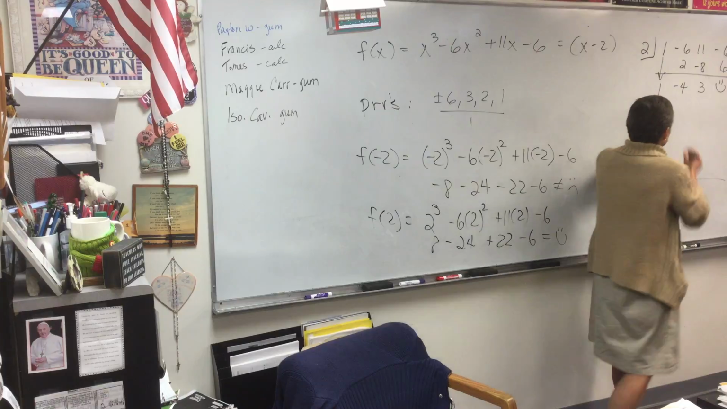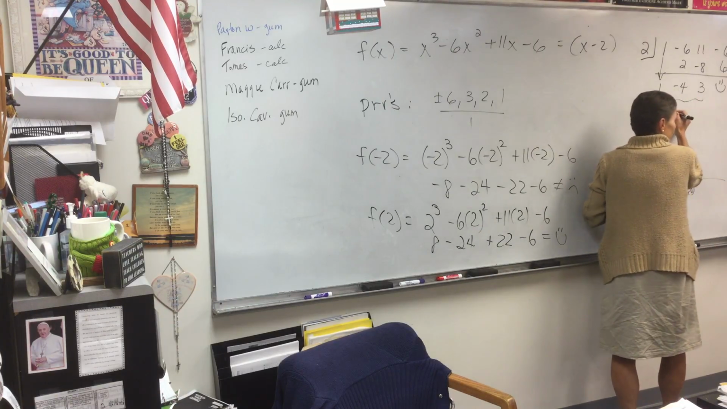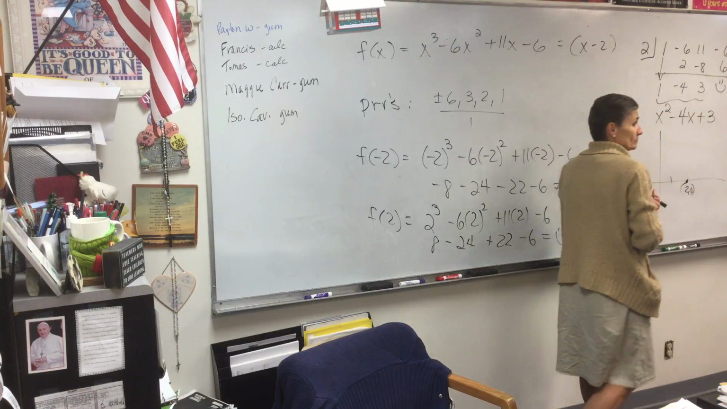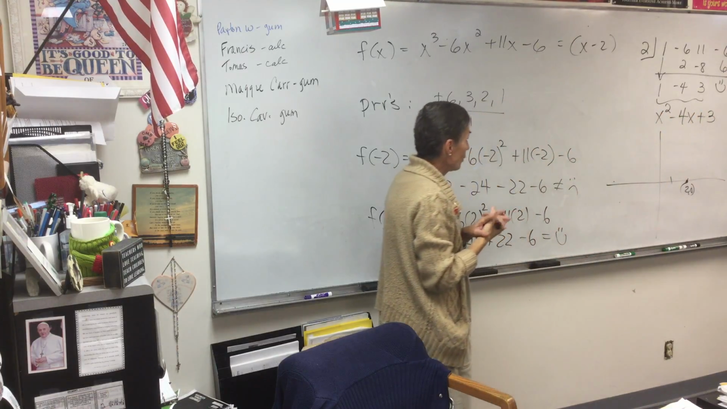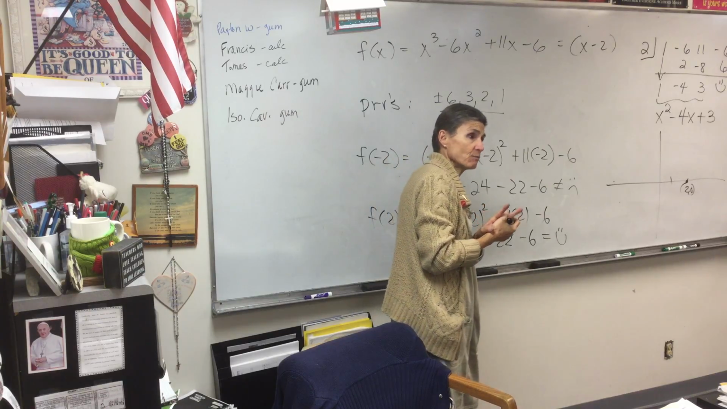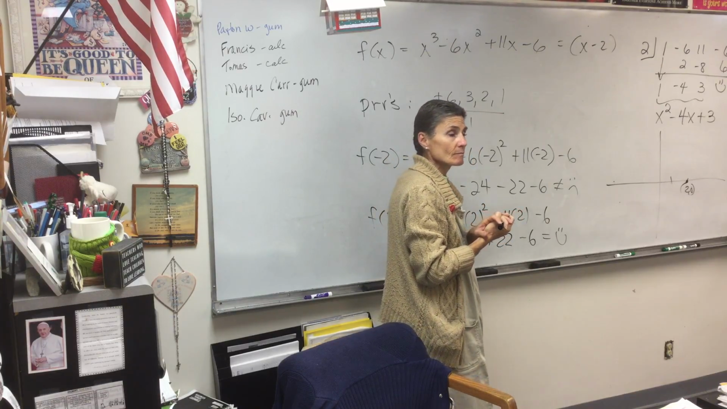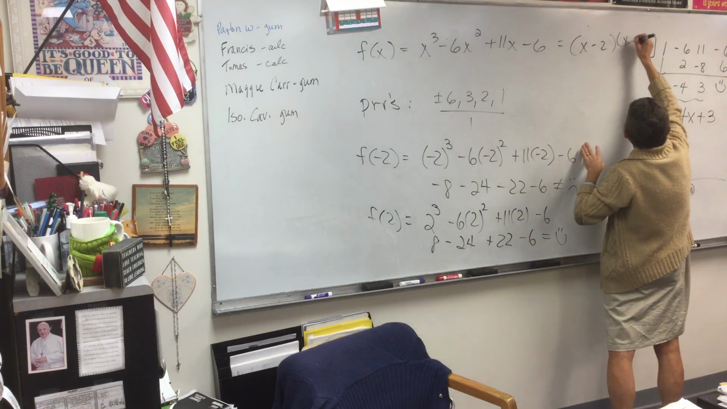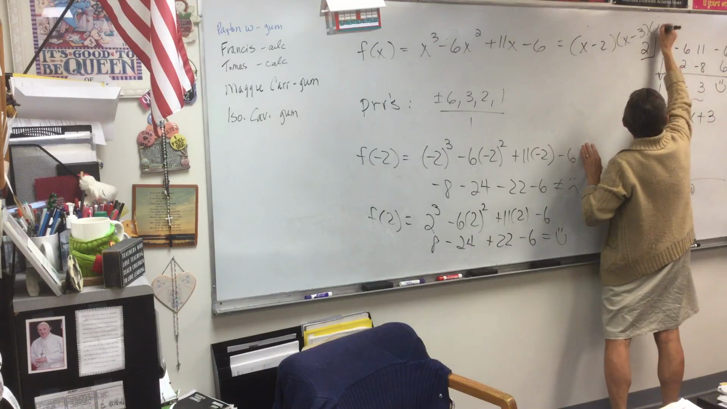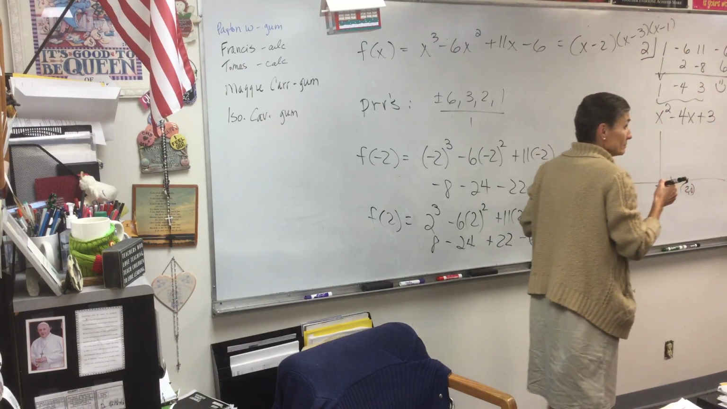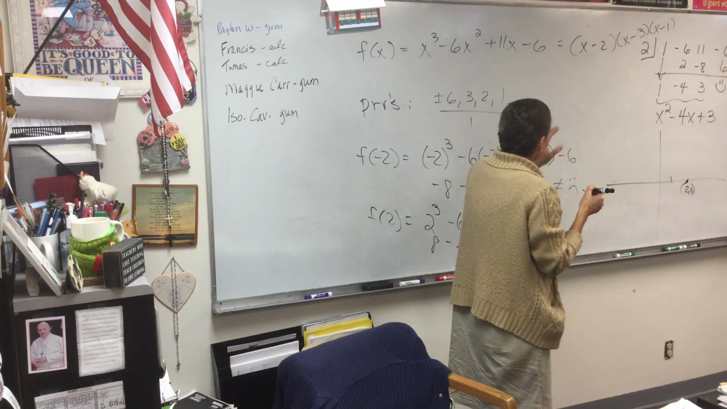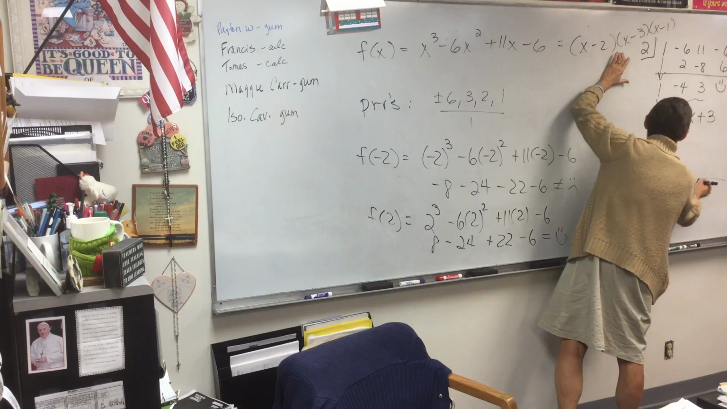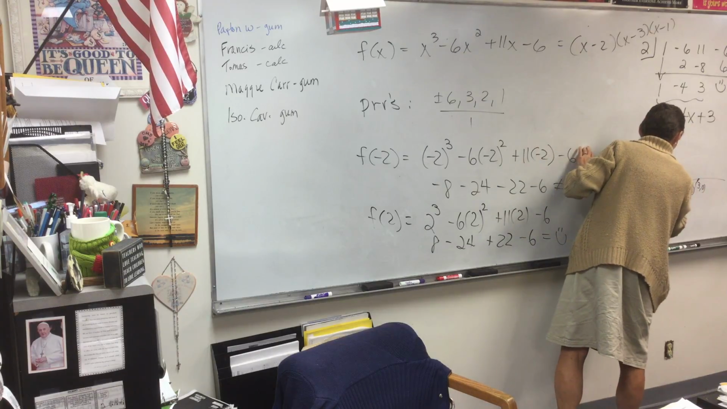What's left here? X squared minus 4x plus 3. What do you notice about x squared minus 4x plus 3? It factors, as Marissa says, into x minus 3, x minus 1. So I already knew I had a dot at 2. I also have a dot at 3. And I have a dot at 1. They're all close together this time.